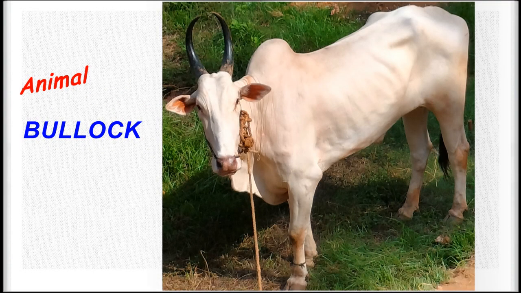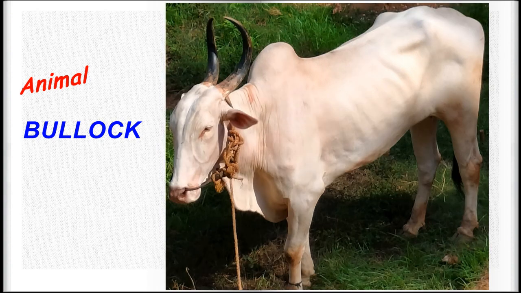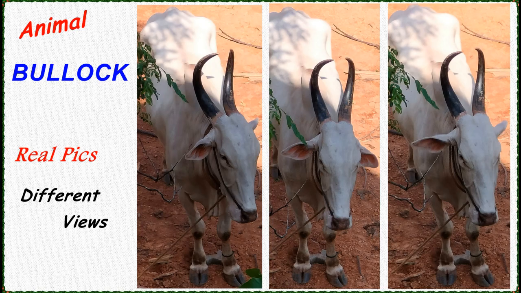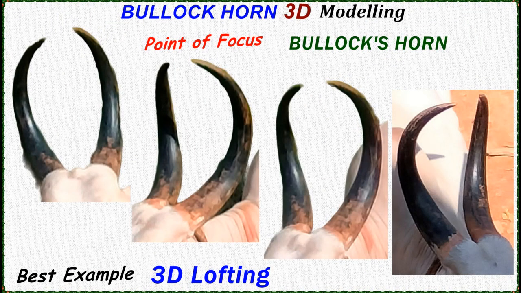These are the real pictures of an animal, a bullock, which I clicked adjacent to my house. Real pictures, different views. Why am I showing photos of a bullock? Here my point of focus is the bullock's horn, which is a best and perfect example for the 3D Loft command.